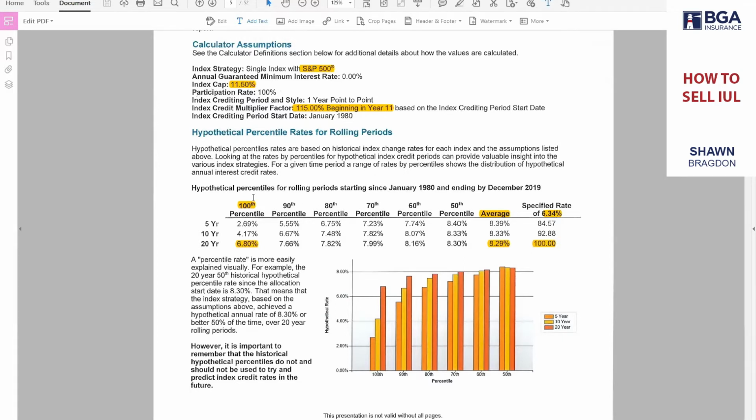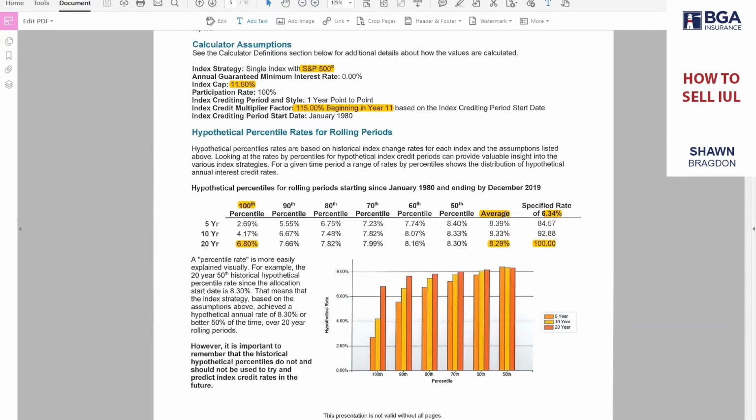By contrast, if we look over here on the 100th percentile number, this index strategy did 6.8% or better in every rolling 20-year period since 1980. There are actually over 10,000 rolling 20-year periods in this calculation. You know, January 1, 1980, that's one 20-year period. January 2, 1980, another one.